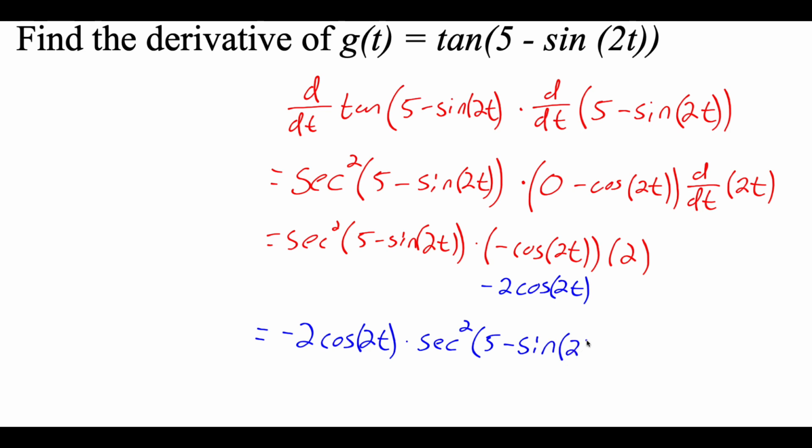So on this one, because we had all of those nested functions, we had this 2t function inside of this other function, which was all inside of this tangent function. Having that kind of 3 levels of functions meant that we had to do a whole bunch of chain rule stuff to get us down to our final answer. That's going to be it for this video.